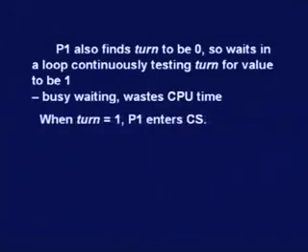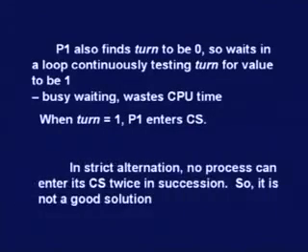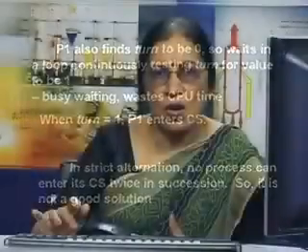This is a strict alternation mechanism where the basic disadvantage is that no process can enter its critical section twice in succession. So, it is not really a very good solution because there is strict alternation and every process has to wait for its own turn to enter the critical section.